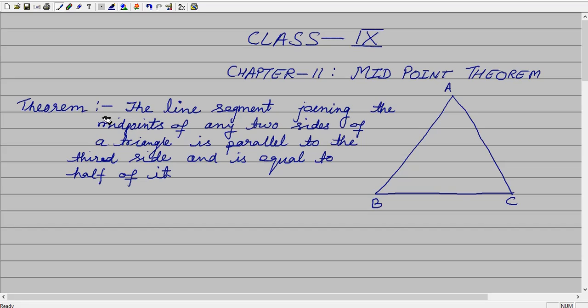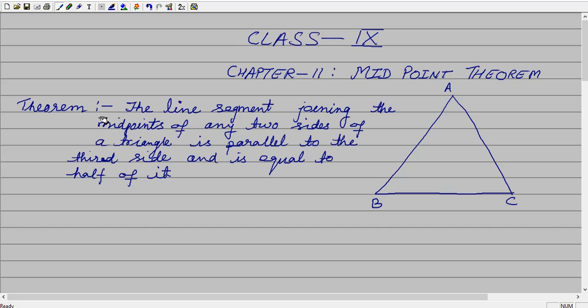After completion of the chapter related to word problems of simultaneous linear equations, now we are going to start a very new chapter, Chapter 11, the Midpoint Theorem. The chapter belongs to the geometry section, and in the geometry section, Chapter 10, Triangles, you have already studied before, I think, the summer break. Now we are going to start a new chapter, the Midpoint Theorem.